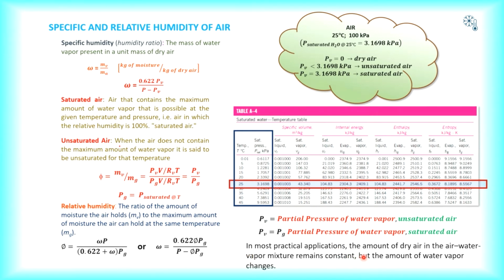This amount here always remains constant, unless you are referring to an adiabatic mixing process, where you mix air from two different streams. Then the amount of air will not be constant. But if you are referring to a single stream, a single line of air, then the mass of air is constant. Unless 2, 3, 4, 5 streams are mixed together to become one stream, each stream will have a different amount of air. But for one single stream, the amount of air is constant. The amount of water vapor, however, always changes.